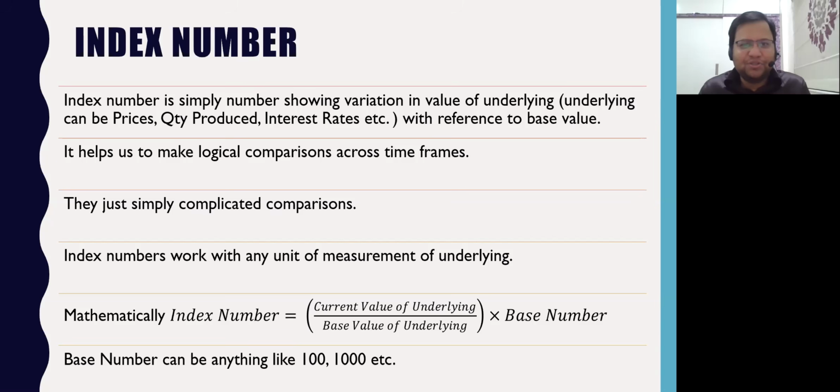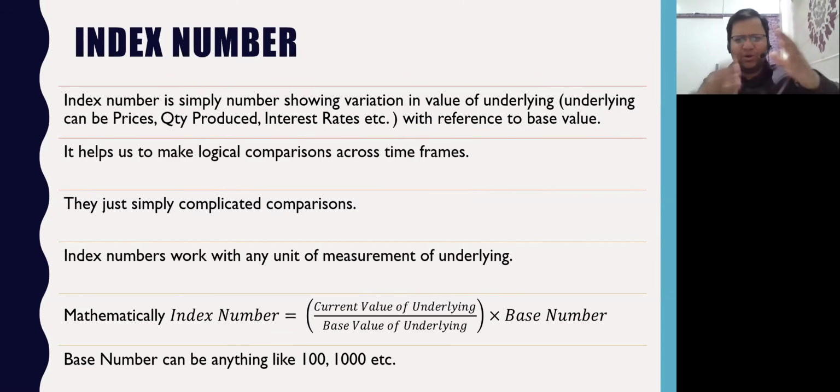It can be quantity produced by farmers. It can be industrial production index number. It can be index number of consumer prices. It can be wholesale price. It can be index number of interest rates. So index number is simply a number which shows how much is a change in a value of an underlying.